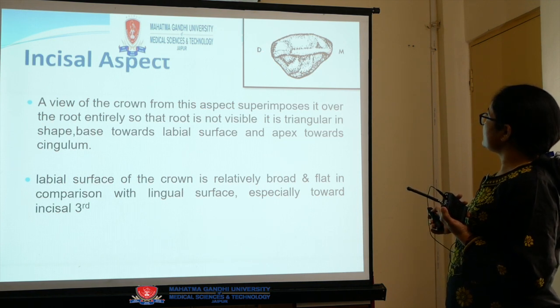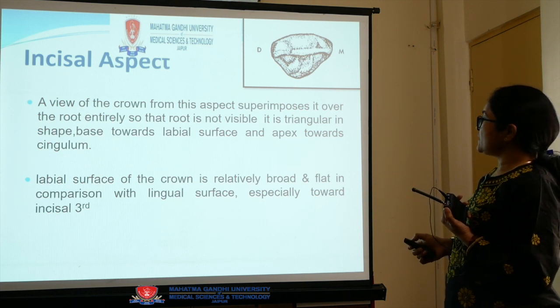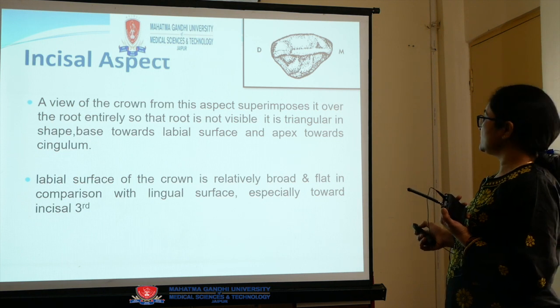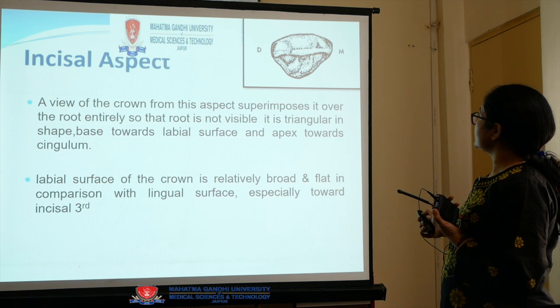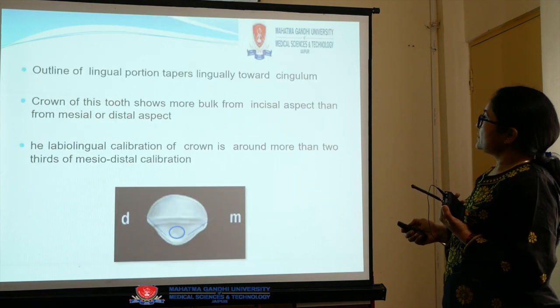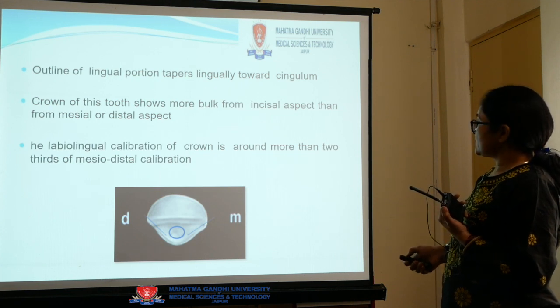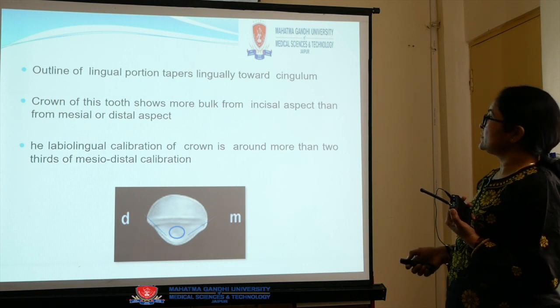The labial surface forms the base and the apex is directed toward the cingulum. The labial surface of the crown is relatively broad and flat in comparison to the lingual surface, especially towards the incisal. Here you can see the labial surface is broader and the lingual surface is comparatively narrow. The outline of the lingual portion tapers evenly towards the cingulum. You can see this lingual outline tapers towards the cingulum.